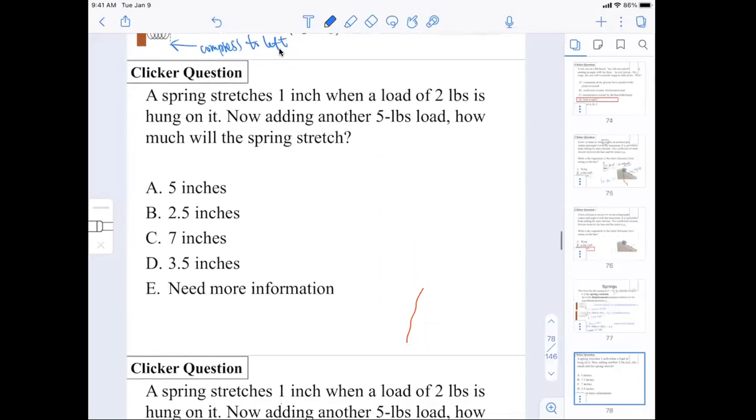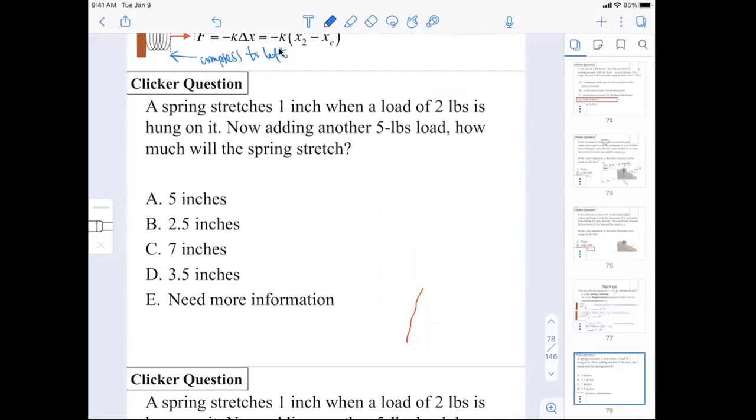So let's practice the idea of Hooke's law by looking at this particular question. You have a spring, and when you put a load of 2 pounds on the spring, it stretches 1 inch. Now you add another 5 pounds. How much will the spring stretch? Not how much more will it stretch, but how much will it stretch overall, as opposed to when it's not stretched at all. Again, I will let you discuss it in groups for a couple of minutes.